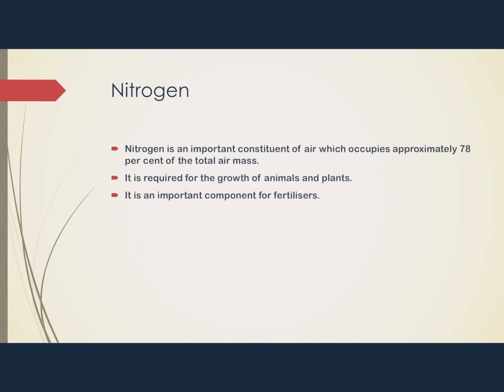Now let us talk about the constituents of air. Nitrogen, or N2, is an important component of air, constituting about 78% of it. It is required for the growth of animals and plants. Nitrogen does not support combustion, but it is an important component for fertilizing. While you may not know this fact, nitrogen is also used by plants and animals to synthesize proteins in our body.